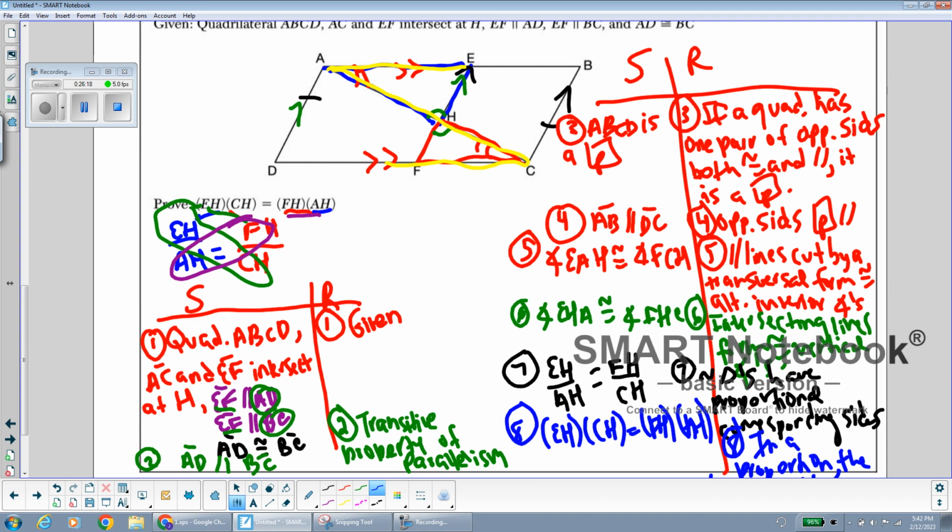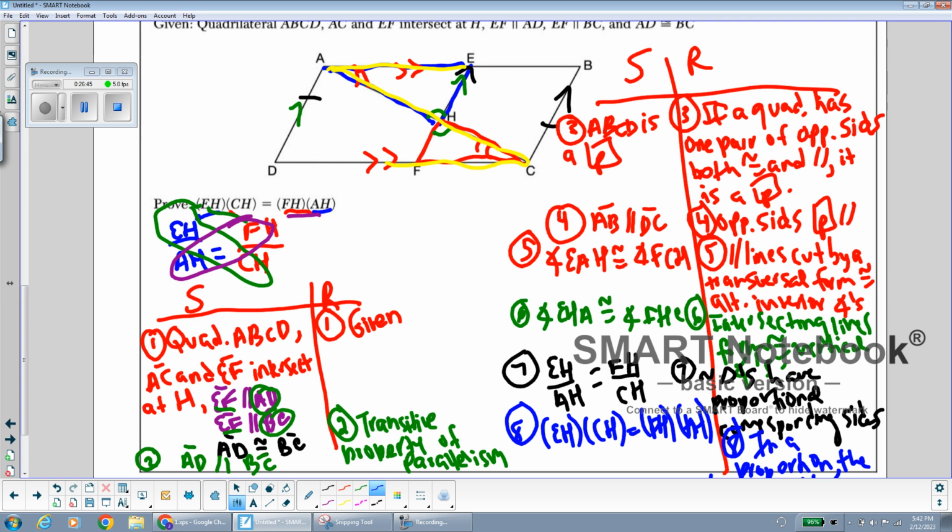So once we know that AD and BC are parallel, and from the givens they're also congruent, we know that ABCD is a parallelogram because a quadrilateral that has one pair of opposite sides that is both congruent and parallel is a parallelogram. And now that we know that ABCD is a parallelogram, we know that the other set of opposite sides, AB and DC, are also parallel because opposite sides of a parallelogram are parallel.